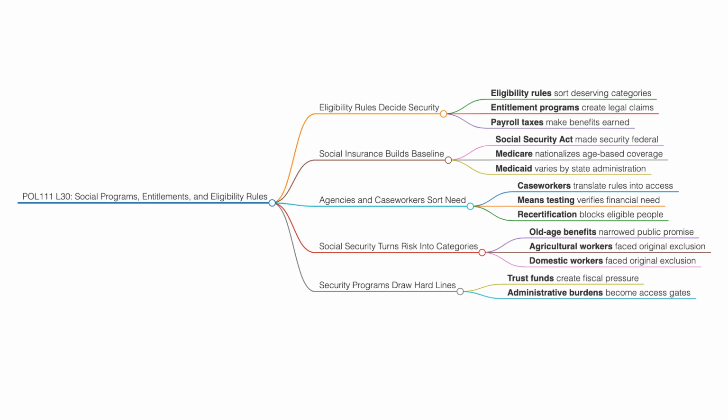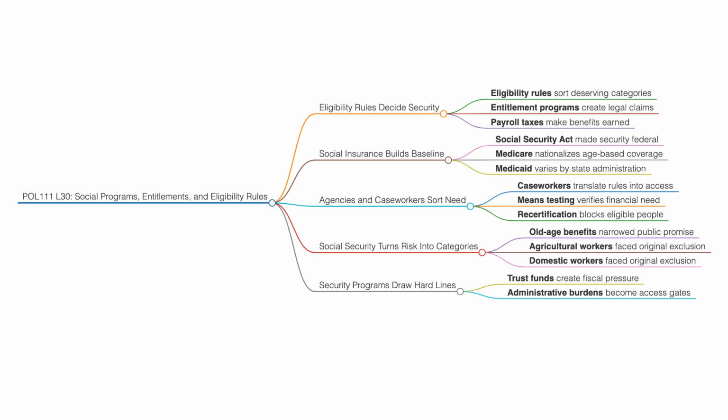The Great Society widened the architecture in 1965. Medicare built a national health insurance entitlement for older Americans and some disabled beneficiaries, using payroll financing, hospital insurance, physician payment systems, and later prescription drug rules. Medicaid used federal matching money and state administration to cover eligible low-income populations. That split still shapes politics. Medicare looks national, earned, and broadly middle class.